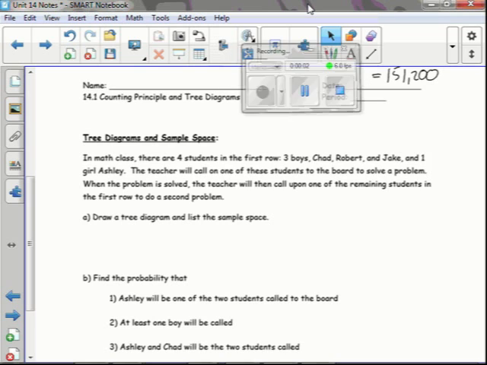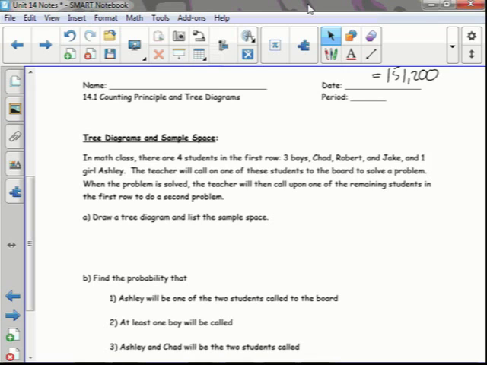Okay, welcome back, algebra students. Mr. Zacek here. Today we're going to talk about counting principle and tree diagrams.